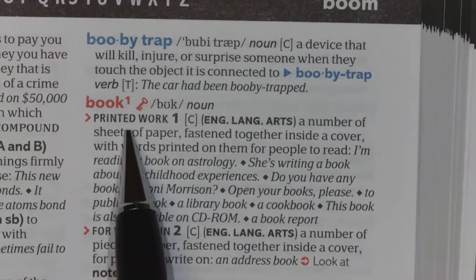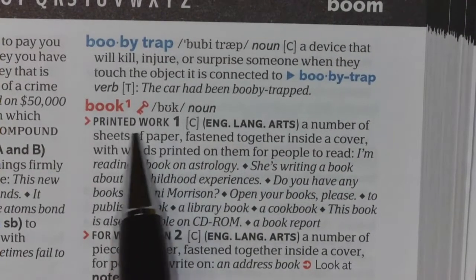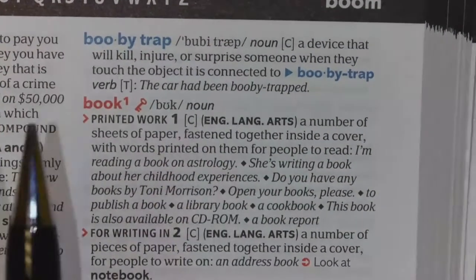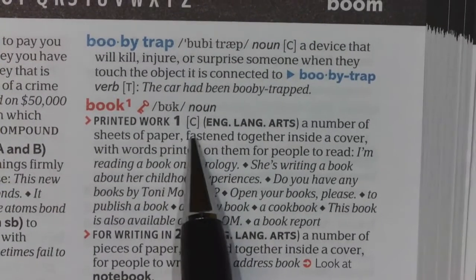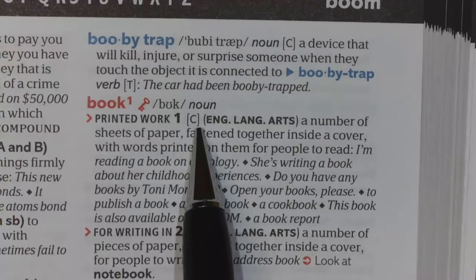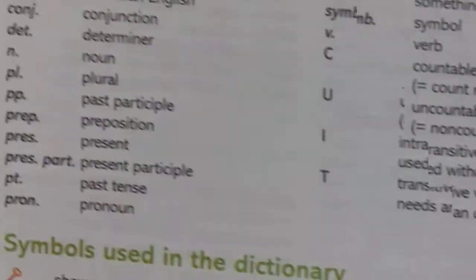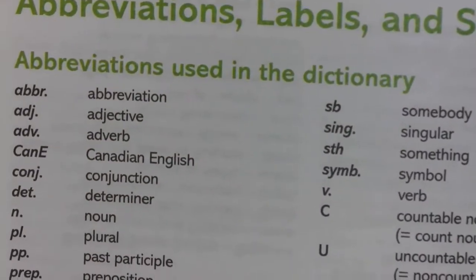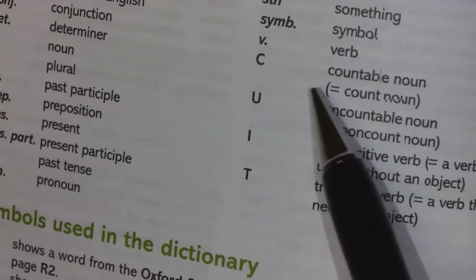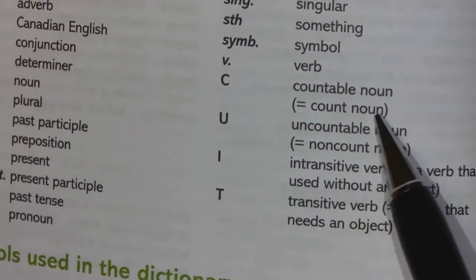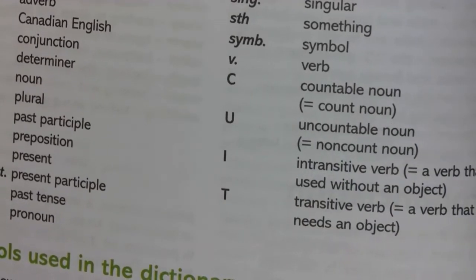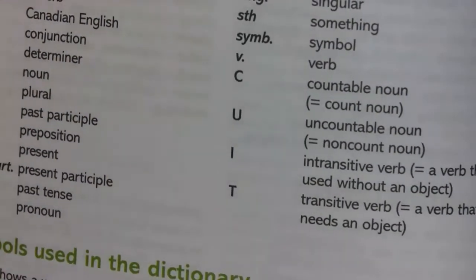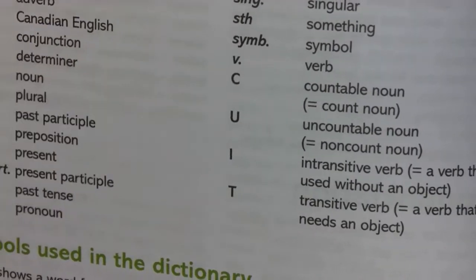So the first one is the one we're most used to, printed work. So a book. I'm looking at a book right now. So this is the first definition. That's what the number one here is. The C. What does that C mean? Well, if I go back to the abbreviations, it says that C is for a countable noun, because book here is a noun. So it's a noun that you can count. I lost my page, so I'm going to have to find it again. There we go.